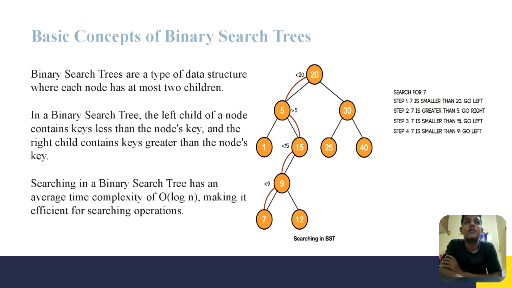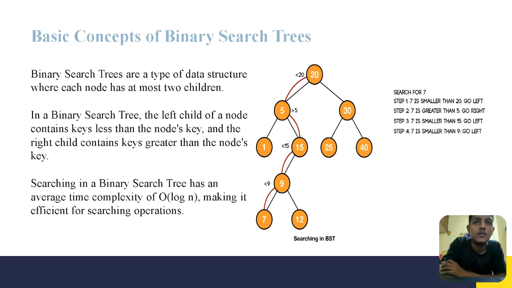Basic concepts of binary search trees. Binary search trees are a type of data structure where each node has at most two children. In a binary search tree, the left child of a node contains keys less than the node's key, and the right child contains keys greater than the node's key.